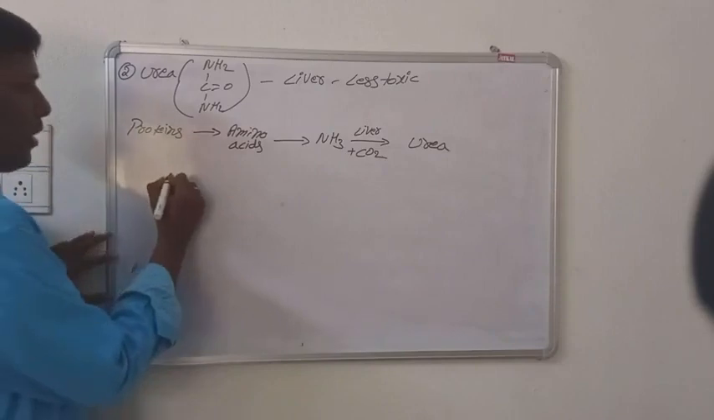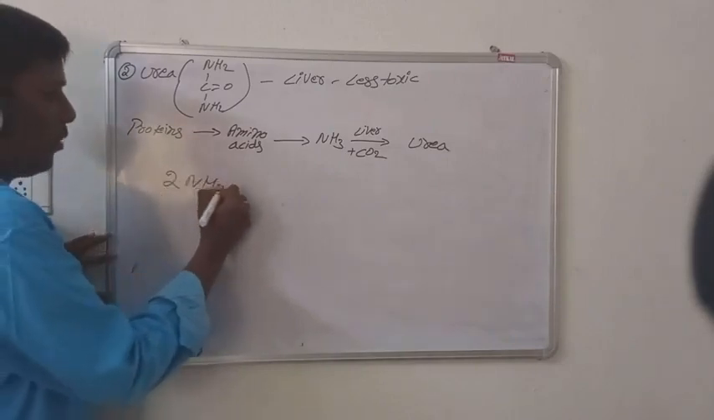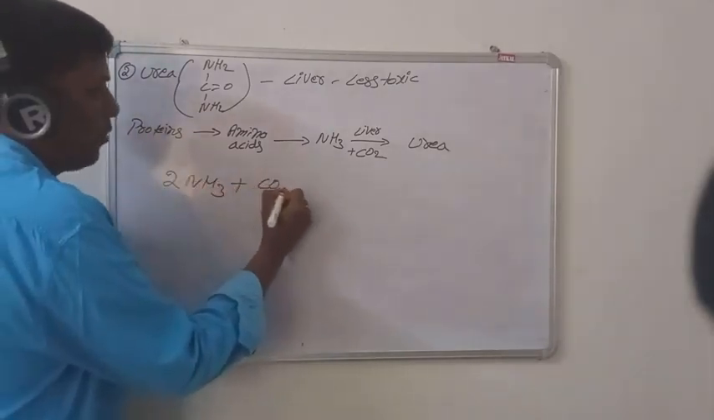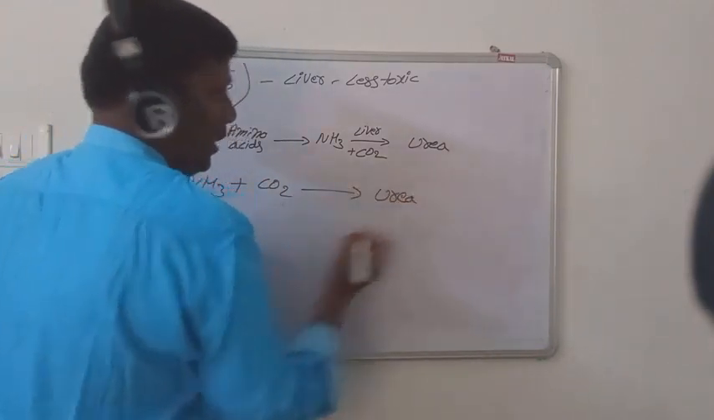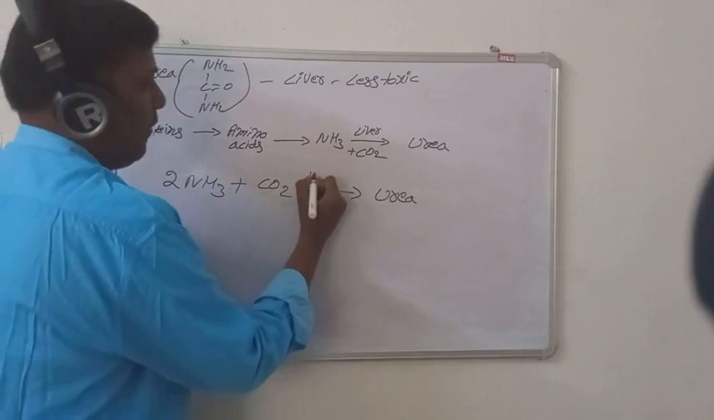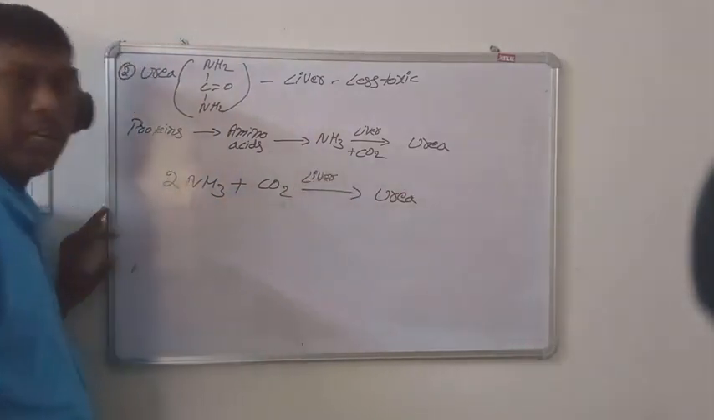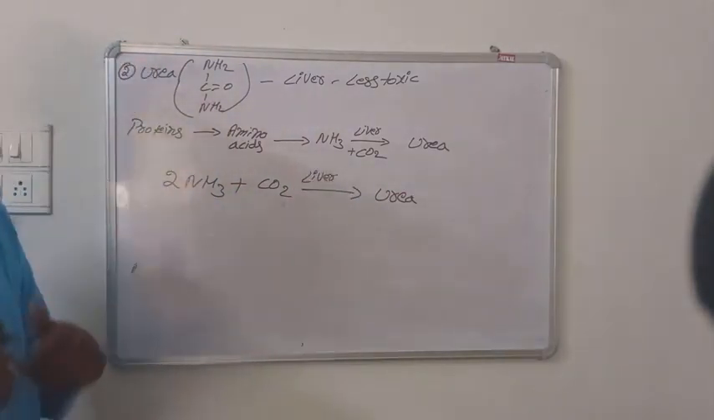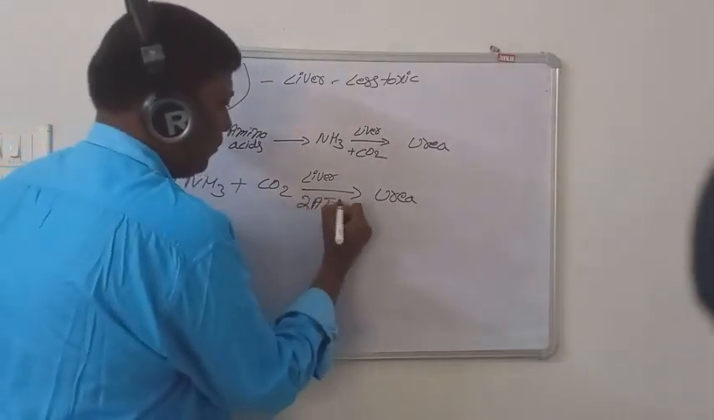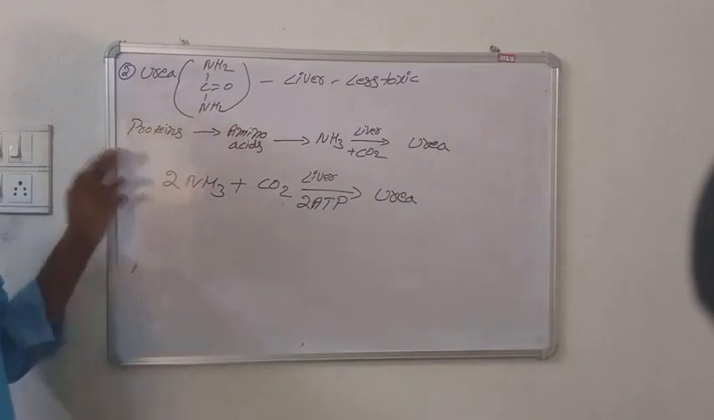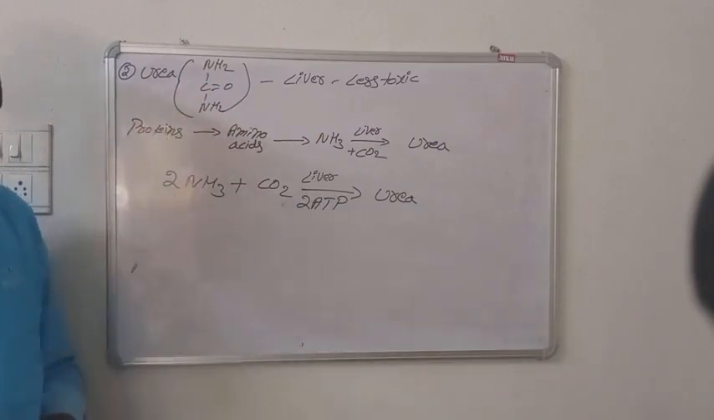Let us discuss the overall reaction. Two molecules of ammonia combine with one molecule of carbon dioxide and produce urea. This reaction is taking place in the liver. Okay, to carry out this reaction, our body is spending two molecules of ATP as the energy source. Okay, this is about the urea.